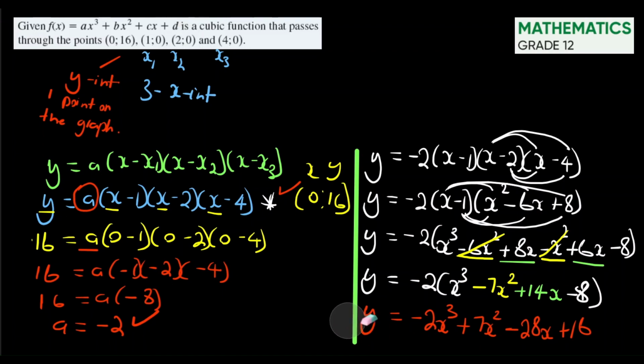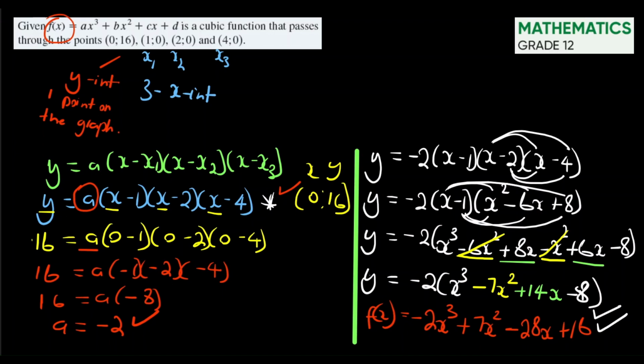But the last step we need to do is to write our answer based on how they asked the question. They said you must find what f of x is equal to. We can simply say f of x equals -2x cubed plus 7x squared minus 28x plus 16, and that way we would have answered our question, and we would have gotten all our 4 marks.